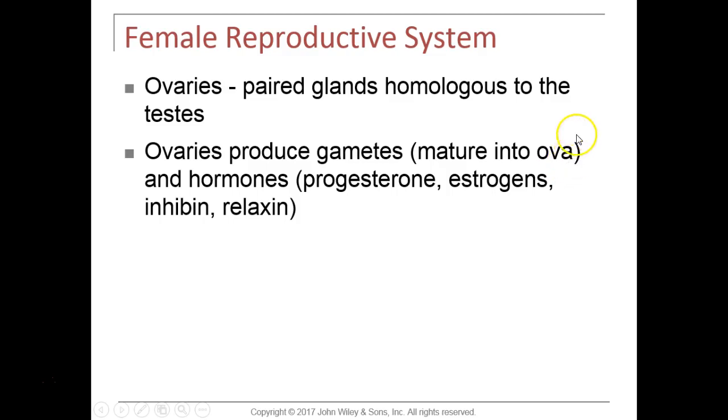So the ovaries are involved in egg development, or the development of the ova, as well as the production of the female hormones that we covered some time back, at least a couple of these in passing. The progesterone and the estrogens, inhibin and relaxin. And we're going to look at these hormone interactions for the female reproductive cycle.